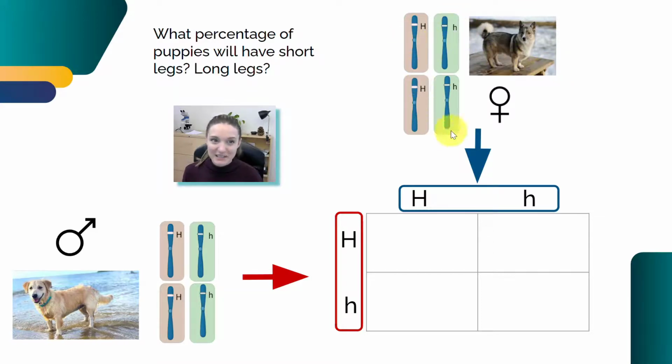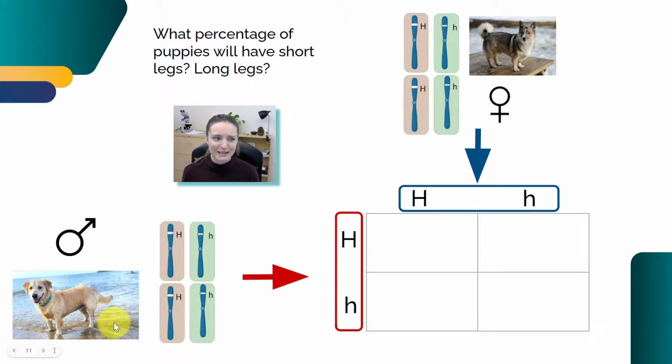So we take our gametes that could be formed. So 50% of our gametes will have the short legs for the mom. 50% of our gametes will have the long leg allele for their mom, right? So that's what these letters here represent. These letters represent the allele that could be sent forth through the eggs from the mom. So 50% could have this capital H allele, and 50% could have this lowercase h allele. This is the recessive allele.